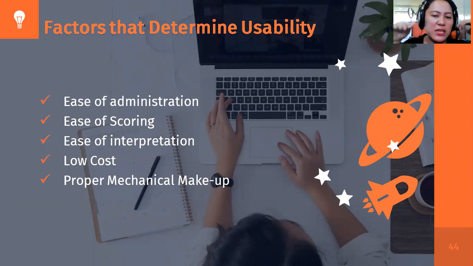Next is low cost. It means you will not spend a lot of money for that. So for Google Forms, of course, that is very practical because you will not be printing anything. You will just be sending links to your respondents. For proper mechanical makeup, it refers to the appearance, so the complete appearance of your research instrument. So for it to be more enticing to your respondents, observe a clear font style, and you may also add some aesthetics to your research instrument.